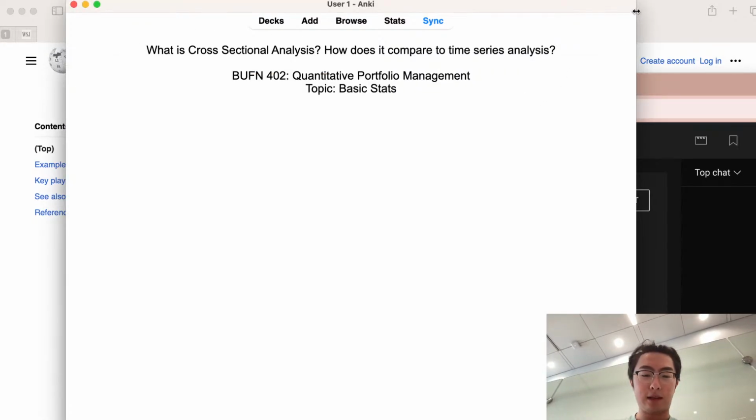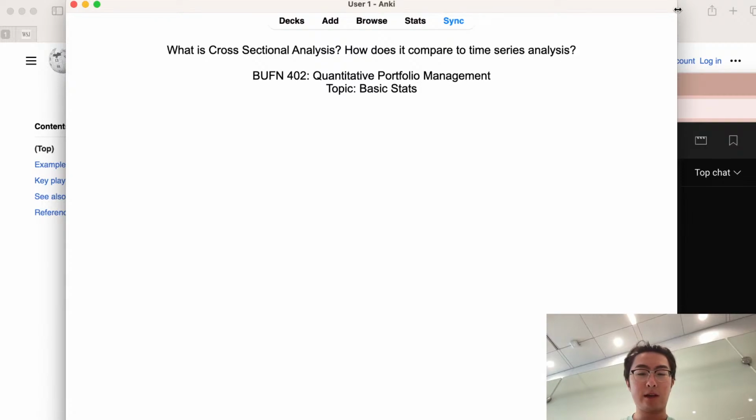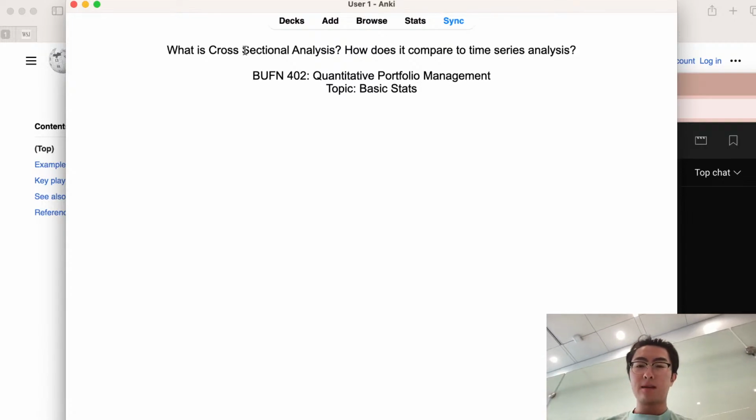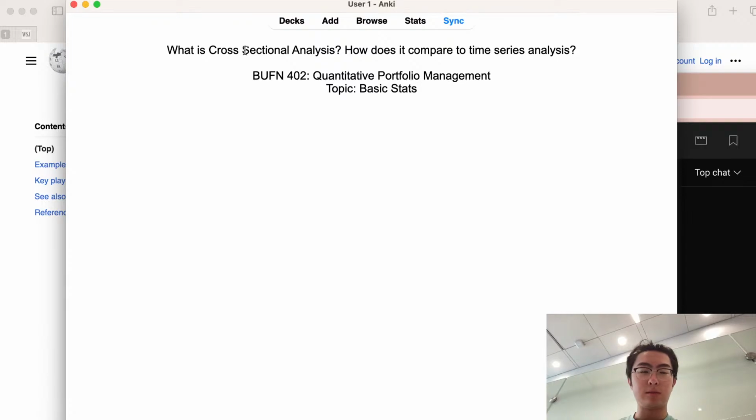Next up, I think this is talking about some basic stats for portfolio management. It's asking what is cross-sectional analysis and how does it compare to time series analysis? I think the thing to think about here is there's really two different ways to look at data. Cross-sectional refers to looking at data at one point in time across different observations. A good example in terms of stocks is you pick a single date, let's say December 31st, 2023, and you look at a bunch of statistics here.